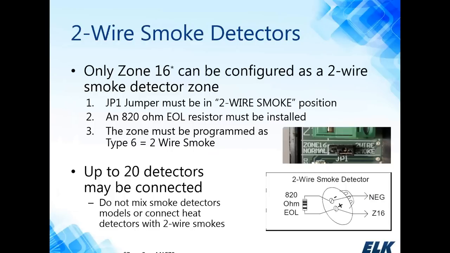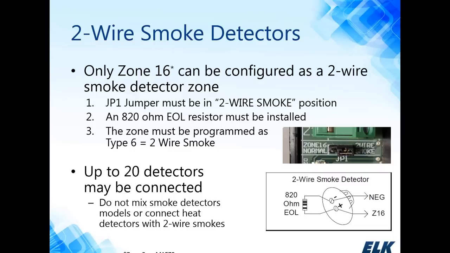Zone 16 on the M1 system is the only zone that will accept a 2-wire smoke detector, and that 2-wire smoke detector must be listed on page 6 of the M1 installation manual. You can daisy chain up to 20 detectors together, and at the last detector you'll have an 820 ohm end-of-line resistor. This is different from the regular sensors in that they use 2.2 k. The 2-wire smokes use an 820 ohm. There's a jumper right under zone 16 which must be set to either normal or 2-wire depending on what detector you're connecting to the zone.